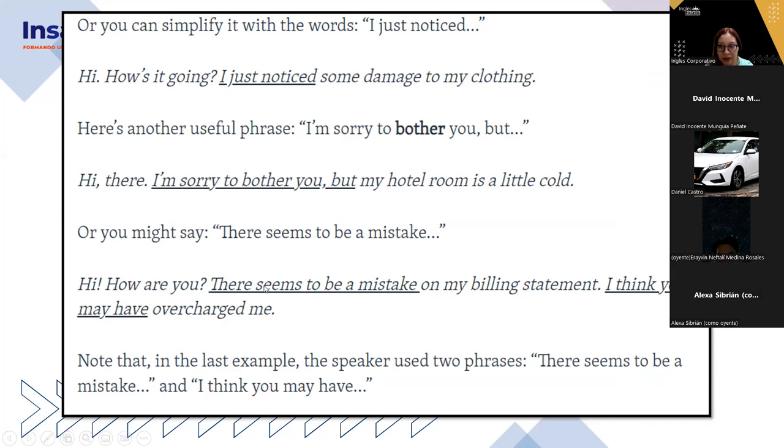O podemos ocupar esta expresión, mire. There seems to be a mistake. Es bueno que se las vayan memorizando. I just noticed, acabo de darme cuenta. I'm sorry to bother you. Disculpe que lo moleste, pero, y empezamos a explicar el problema. O esta otra expresión. Parece que hay un error. There seems to be a mistake. Y puedo decirlo, right? There seems to be a mistake on my order. Parece que hay un error en mi orden. There seems to be a mistake on my charges. Parece que hay un error en mi cobro, etc. Right?